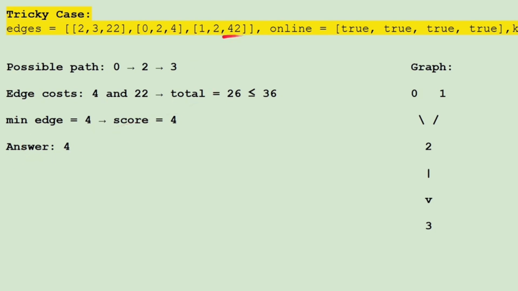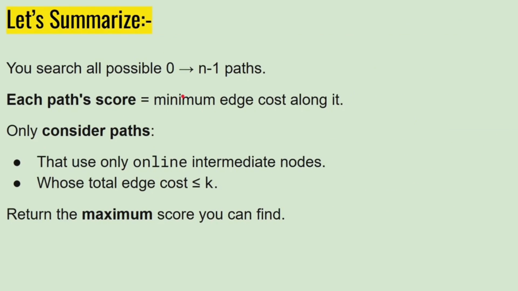If we take another one, with 42. Let's suppose we have 1, 2 and 3. Here from 1 to 2 we have 42, which itself is greater than 36. No need to add further. If we do 22 plus 42, it comes out to 64. So 64 is not less than or equal to 36, so it is invalid. So there is only one valid path. You have to understand these cases.